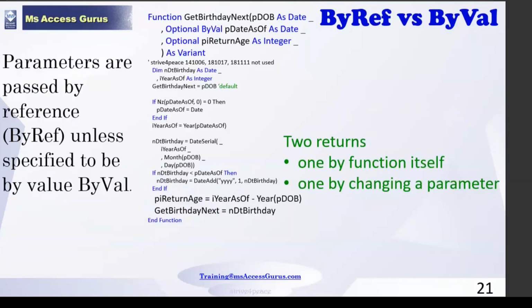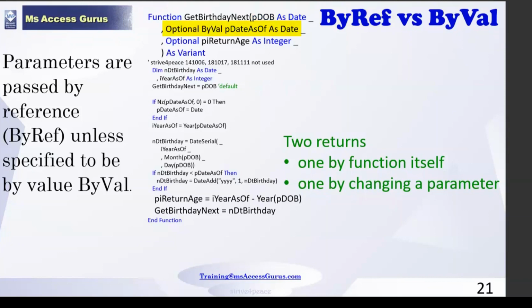When you are declaring parameters, by default, they're passed by reference. And what that means is that the value of that can be changed by the function or the sub. And then when it's done, it's going to pass that changed value back. If you don't want that to happen, you can specify ByVal. For instance, GetBirthday, pDOB As Date, that's by reference.